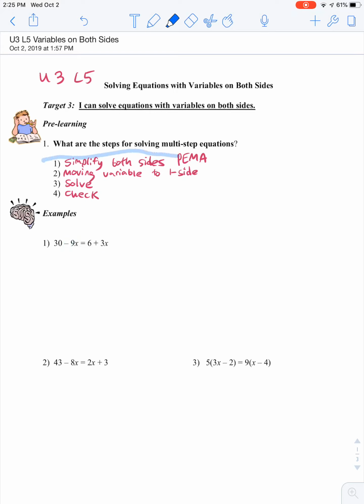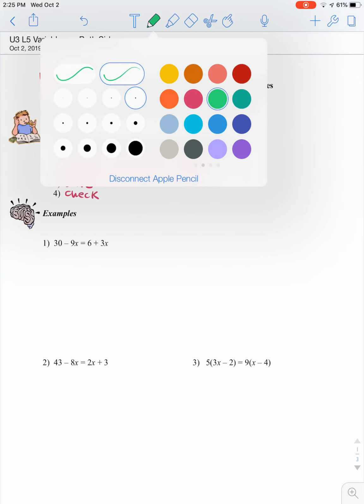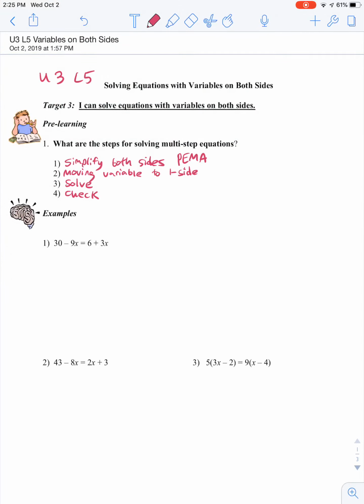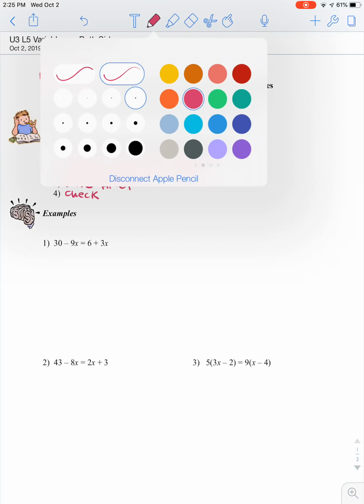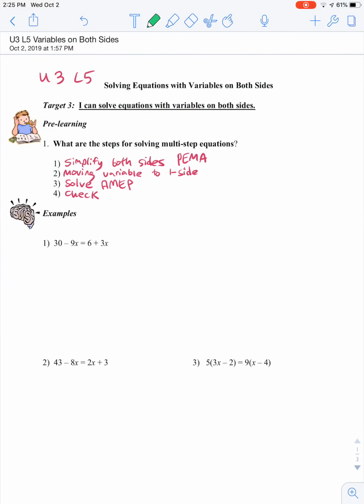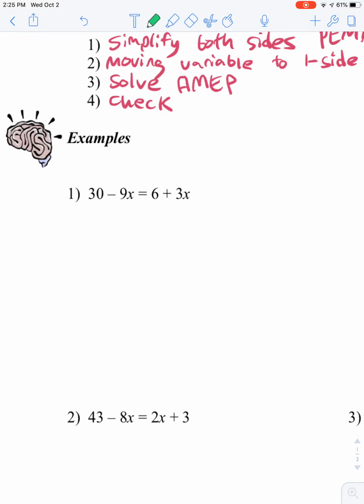To do this, there are 4 steps that you should get down in your notes. The first one is to simplify both sides using PEMDAS. The second step is to move the variable to one side. The third step is to solve using SADMEP, the reverse order of operations. And the fourth step is to check if you have time. So we're going to do a few of these examples and see what it's all about.